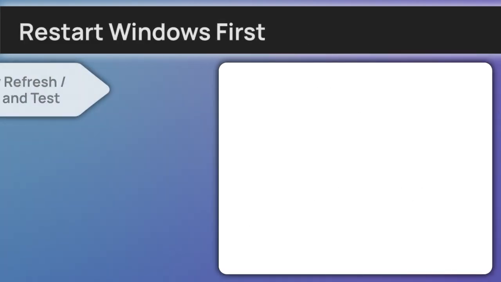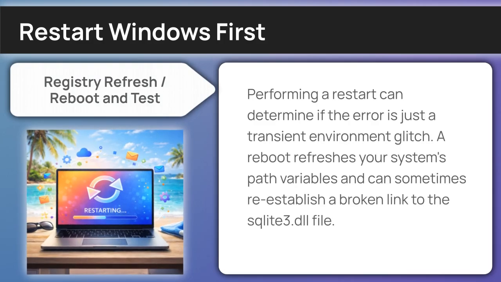Performing a restart can determine if the error is just a transient environment glitch. A reboot refreshes your system's path variables and can sometimes re-establish a broken link to the SQLite3 file.